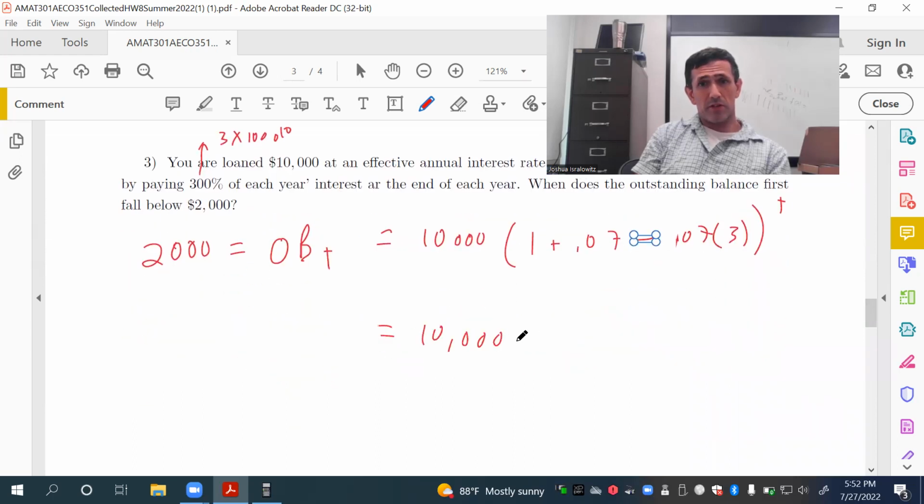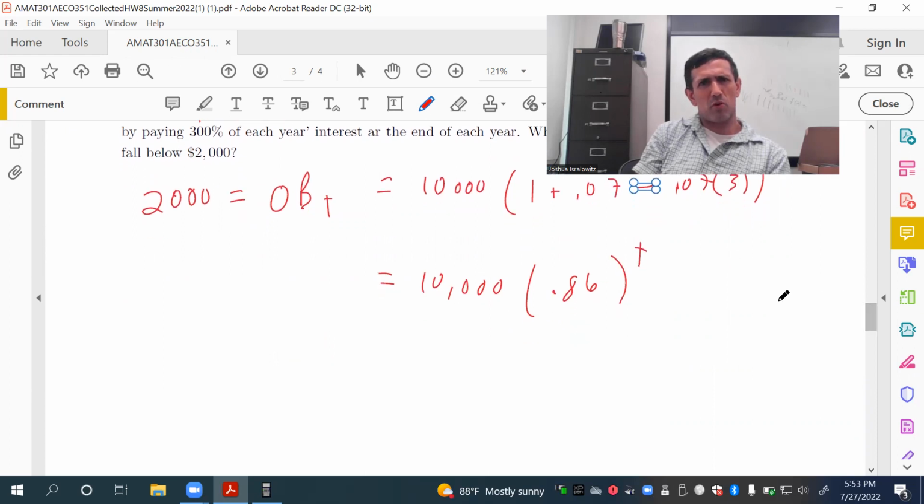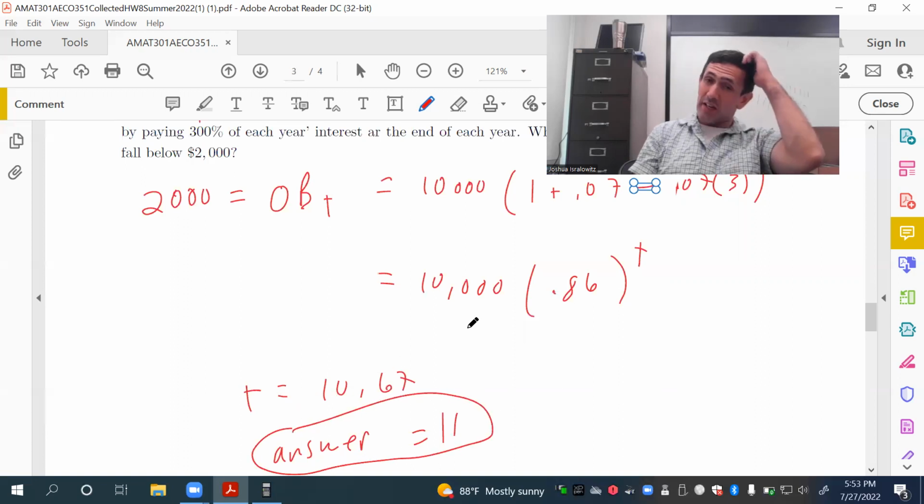So again, someone did this correctly by hand. That wasn't too harsh if you did that correctly by hand. But if I had instead, the answer would be like 100. Again, you're really going to do 100 calculations? It's not the point of this course. Anyway, you solve for t and get 10.67. So your answer is 11.